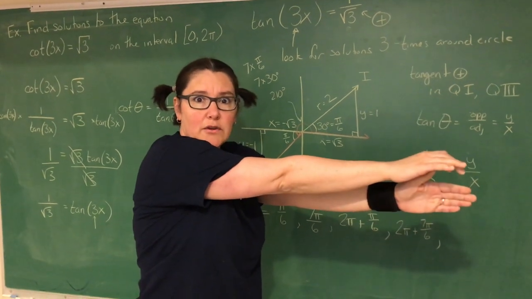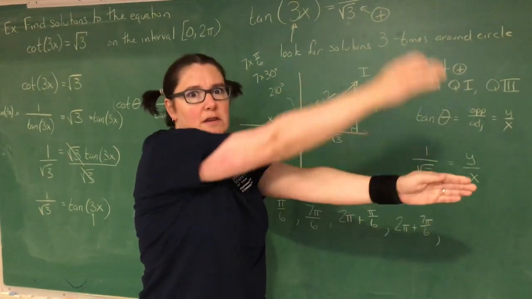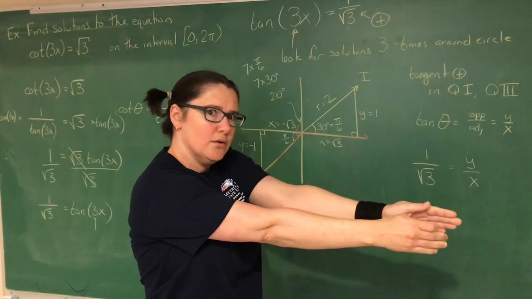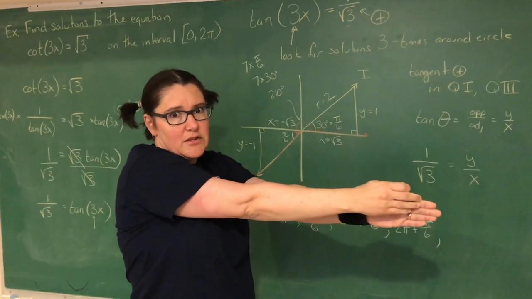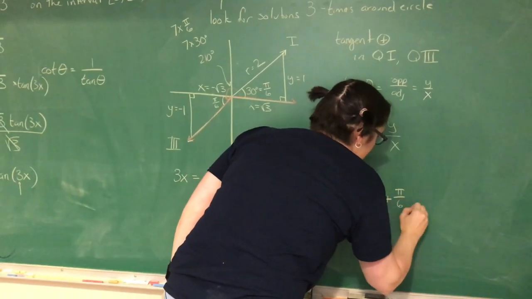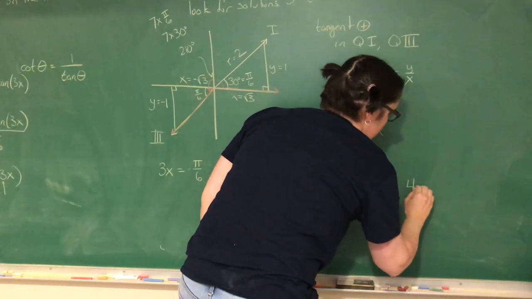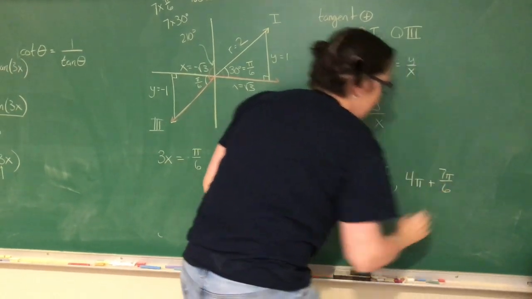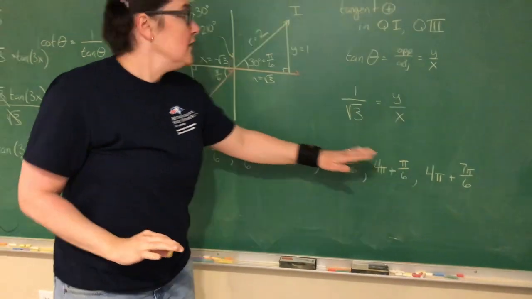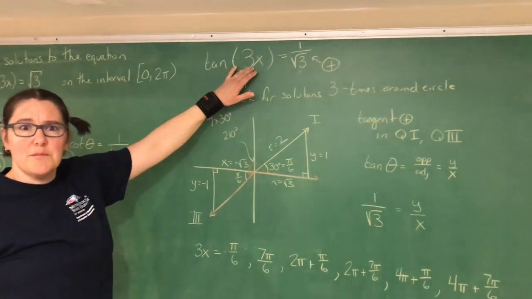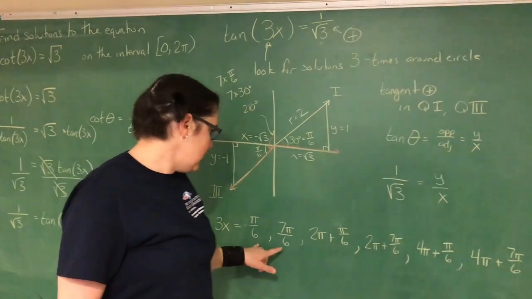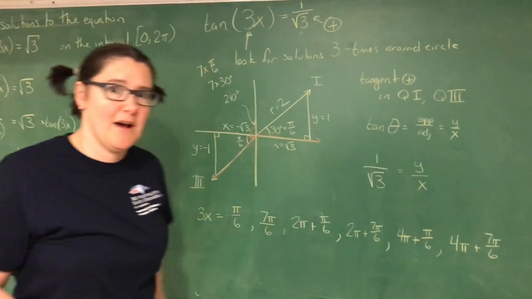That's twice around the circle. And then we can swing up another pi over 6. So twice around the circle, 1, 2, that's 4 pi, plus an additional pi over 6. So we have 4 pi plus pi over 6. And finally, we have 4 pi plus 7 pi over 6. Okay, so this is a pretty long list. We started out with a 3x inside the parentheses, and that 3x could be equal to any of these 1, 2, 3, 4, 5, 6 different possible solutions.